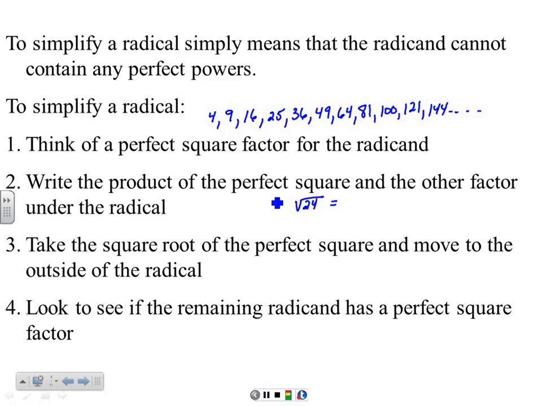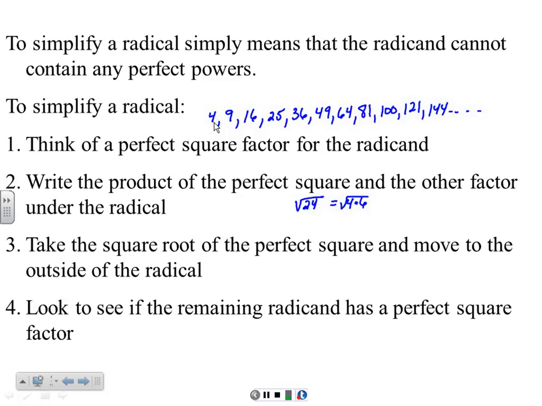So my first step would be think of a perfect square factor for the radicand. Well, which of these numbers in this list will go into 24? And your answer is 4. So there's your perfect square. That's step number 1. Step number 2, you're going to write the product, basically a multiplication problem, of your perfect square and the other factor. So 4 times what is 24?